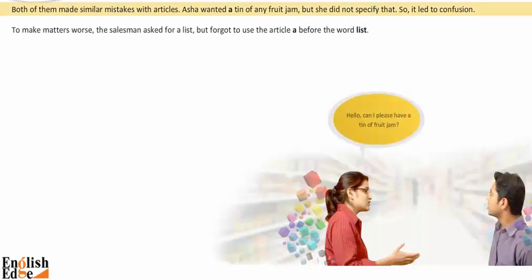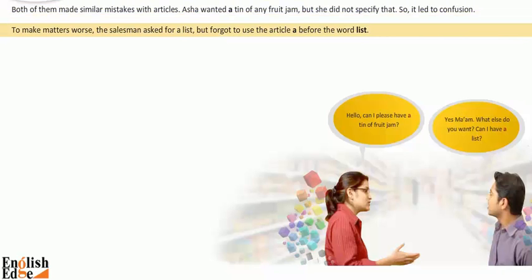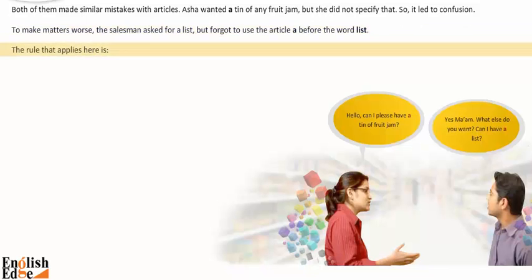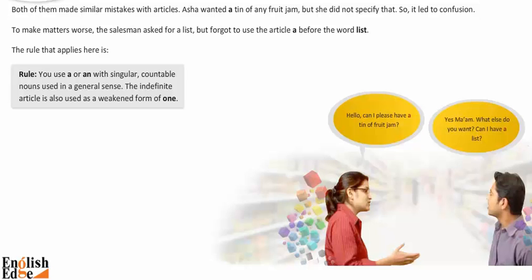Both of them made similar mistakes with articles. Asha wanted a tin of any fruit jam, but she did not specify that. So it led to confusion. To make matters worse, the salesman asked for a list, but forgot to use the article a before the word list. The rule that applies here is, you use a or an with singular countable nouns used in a general sense. The indefinite article is also used as a weakened form of one.